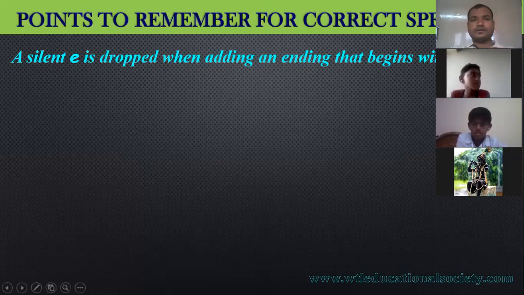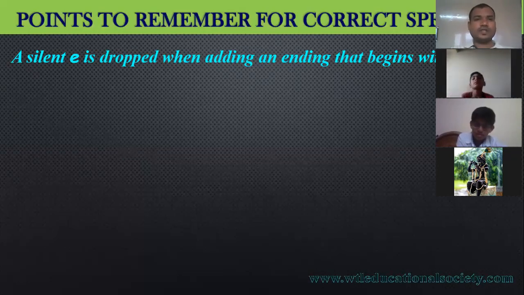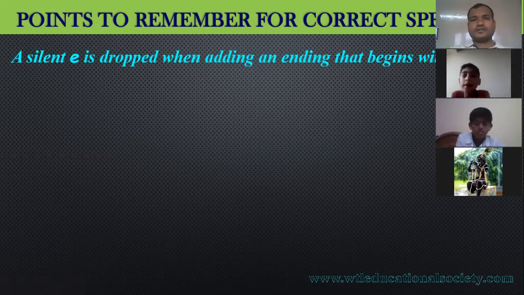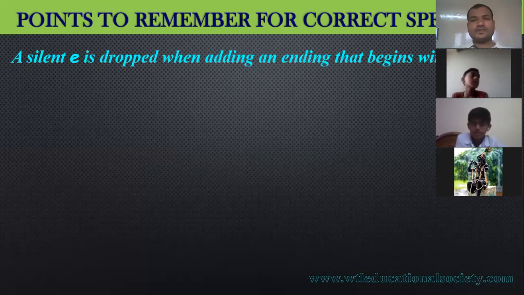Any one of you can read. Only one, not all together. I'll call the names, and you read as per your names. So Ganesh, read it out. Ganesh is not there, okay, no problem. Then Daneta, read it out. A silent E is dropped when adding an ending that begins with a vowel. Right?